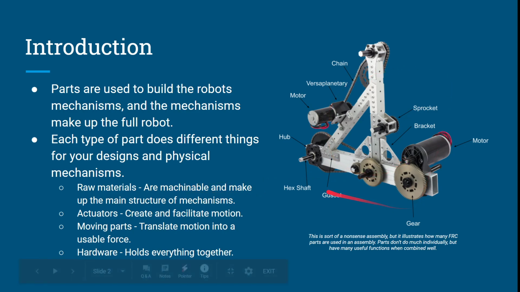You can see here that these raw materials make up the main structure of your mechanisms, and you've got joints between them. Then you have actuators, which create and facilitate motion. An example of an actuator is a motor here, which creates a rotary motion, and that rotary motion can be used to do a whole lot of things, but not without moving parts, which translate motion into a usable force.